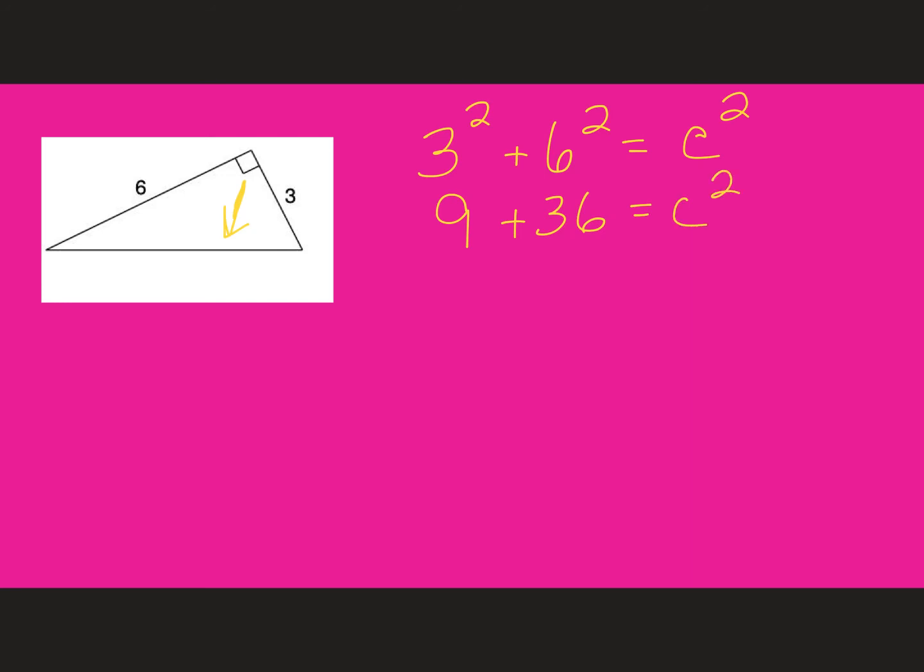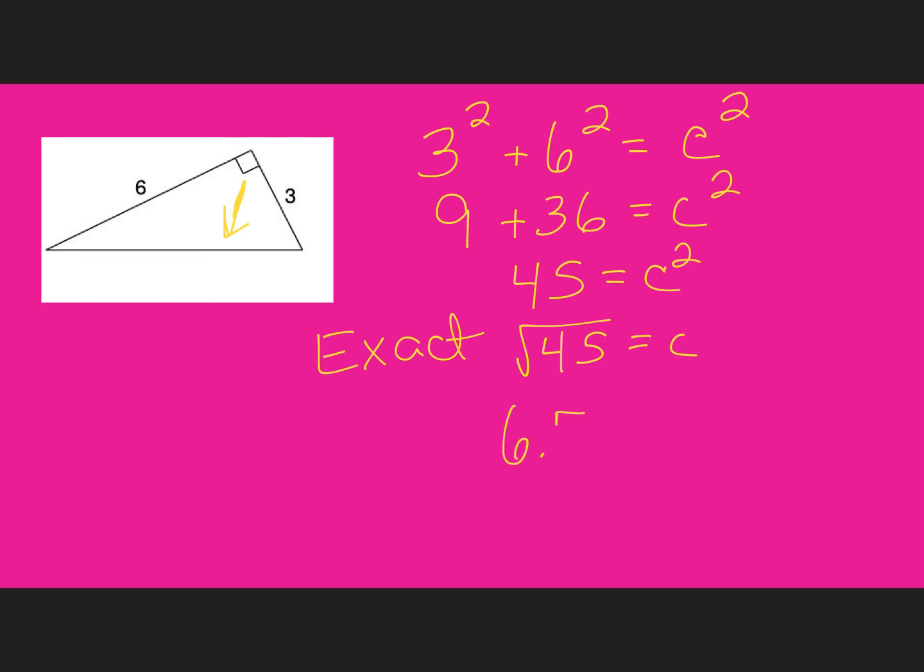9 plus 36 is 45. If 45 equals c squared, we're going to take the square root of 45 is equal to c. Again, this is our exact answer. And for these, I'd like you to give me both the exact and the approximate answers. If I put it into the calculator, I can see that it is approximately 6.71, approximately equal to c.